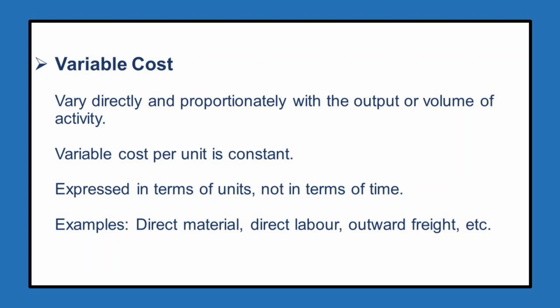Variable costs are those costs that vary directly and proportionately with the output or volume of activity. It should be kept in mind that variable cost per unit is constant, but the total cost changes corresponding to the level of output. It is always expressed in terms of units. Examples of variable costs are direct material, direct labor, direct expenses, etc.